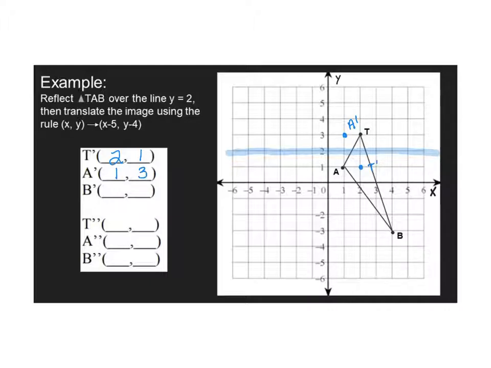Then I'm going to repeat the same thing for B. So B, if I count 1, 2, 3, 4, 5, it is 5 away from the line. And if I count 5 across, I actually end up at 7, which is a little off the graph, but that's all right. So that point is at 4, 7.